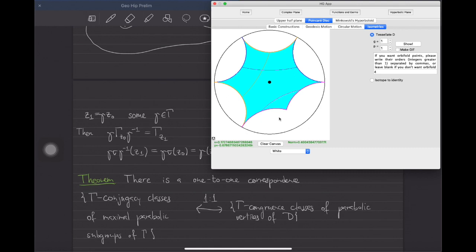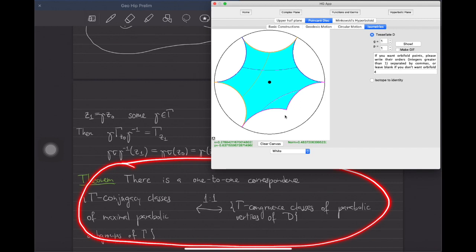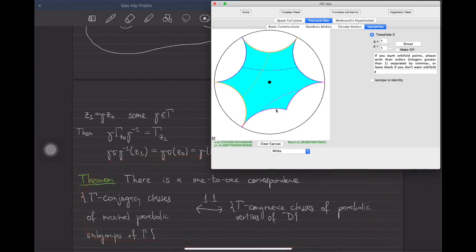And now what happens is the same. You see the same game that happened here for parabolic fixed points and conjugacy classes of maximal parabolic subgroups is again true for these elliptic fixed points. So there is an elliptic version of this theorem, that is that there is a one-to-one correspondence between gamma conjugacy classes of maximal elliptic subgroups of gamma and gamma congruence classes of elliptic vertices of D, which would be, by definition, points in D bar that are elliptic fixed points.